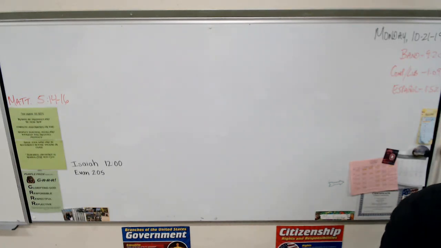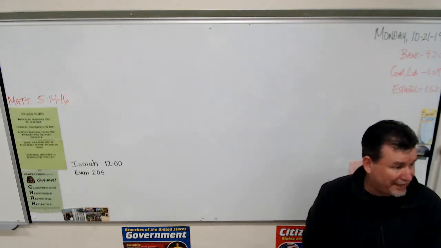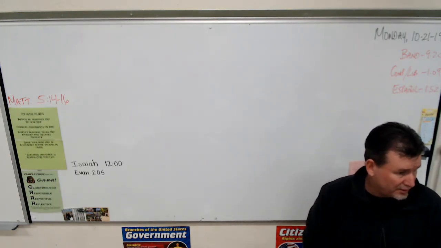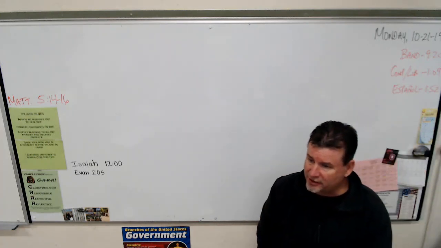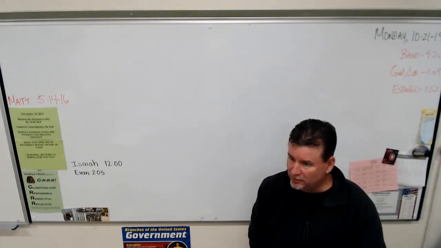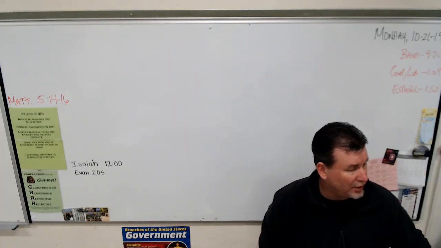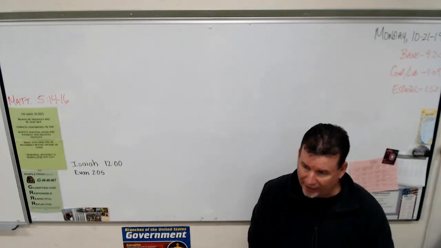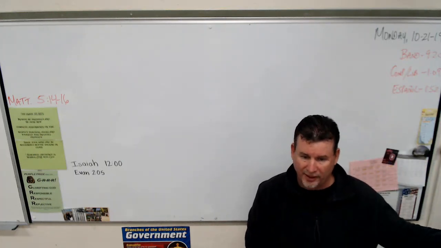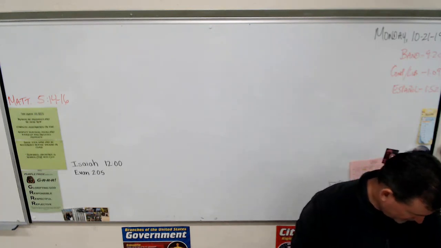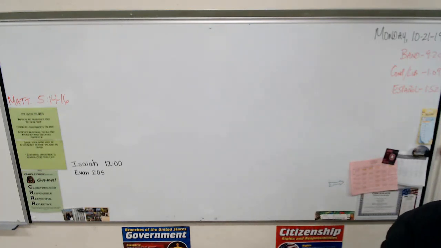Number 10, if the area of the whole square is 49 square inches, and all the sides of a square are the same, what makes 49? What's the square root of 49? Go ahead, say it. 7. So the missing side was 7.